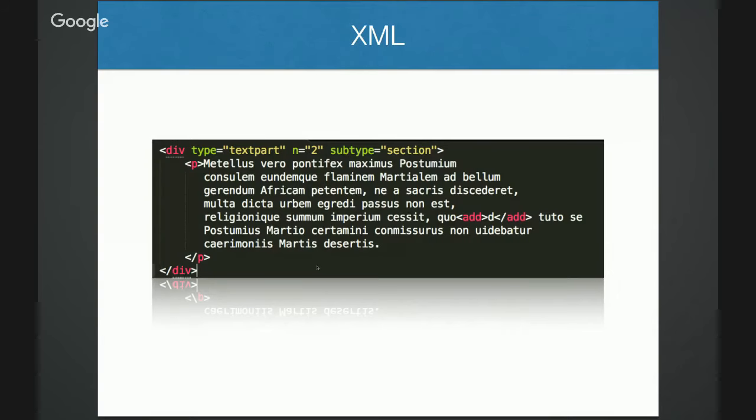XML is a kind of language, extensible markup language to be more precise, and it is simply a language allowing us to distinguish between data and metadata, basically. So here on the slide, you can see that we have some text starting from the word metellus and ending with desertis, period. So this is an example of a text.